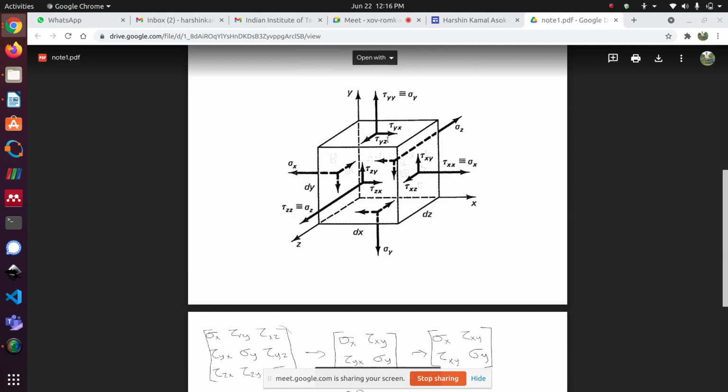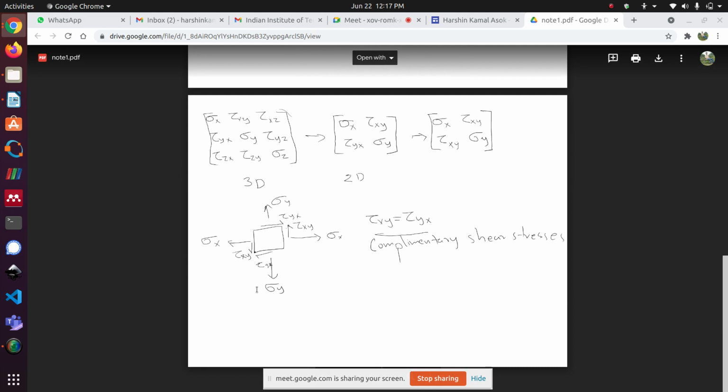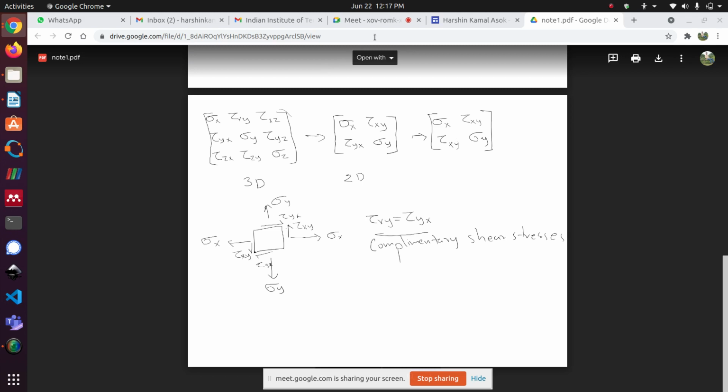So this figure, the element, this here is a 3D element. You can also plot a 2D element just the way we have done here, and this is how it looks like: sigma x, sigma y, and tau xy, tau yx, which are the shear stresses. Now I hope you've understood what we have discussed so far. If you haven't, you need to ask questions.